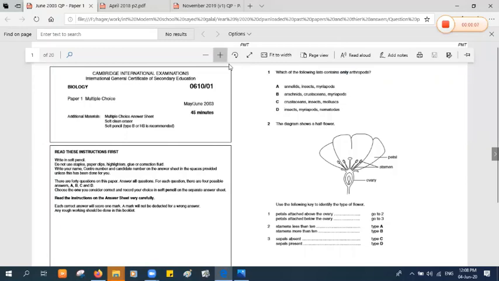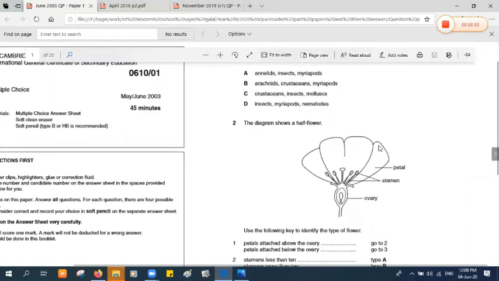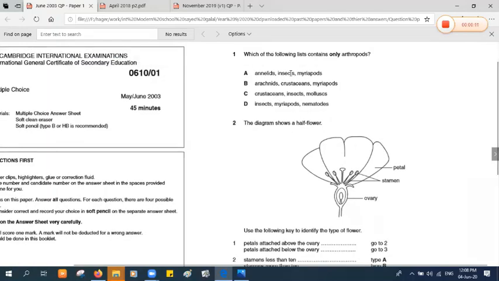Okay, I will make it like this. So which of the following lists here contains only arthropods? What do you think? Annelids, insects, myriapods; arachnids, crustaceans, myriapods; crustaceans and insects, mollusks; insects, myriapods, and nematodes? What do you think?